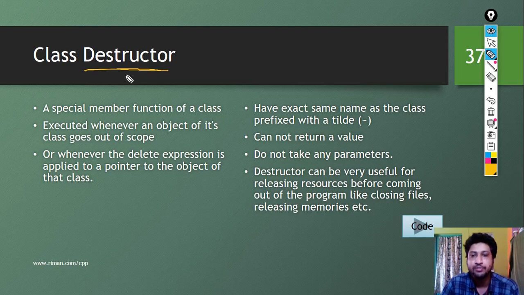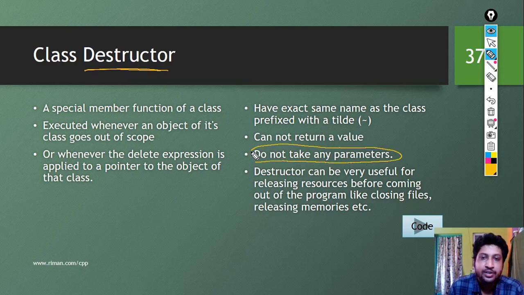It cannot return a value. And one of the important points is that a constructor can take parameters, but a destructor cannot take any parameters. The parameter list will be void, and it cannot return any value. So what is the difference? The name should be the same as the class name.